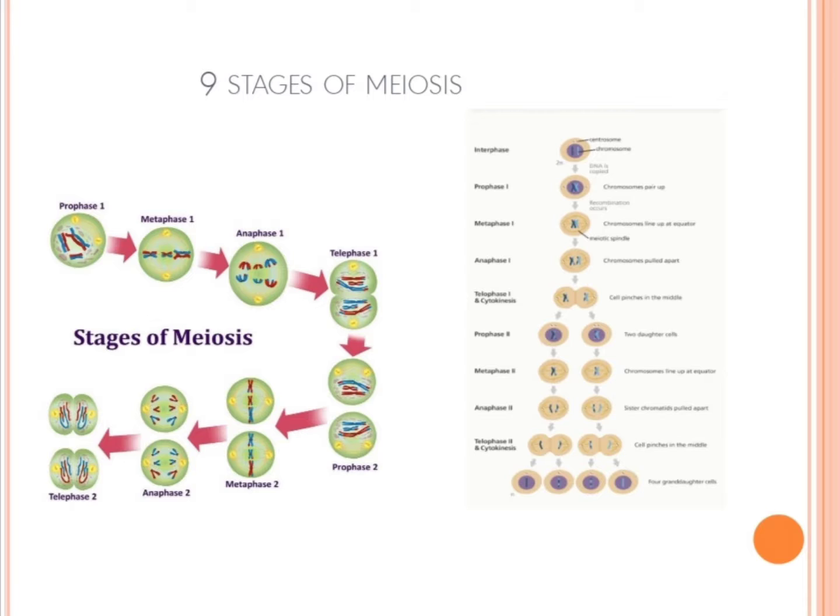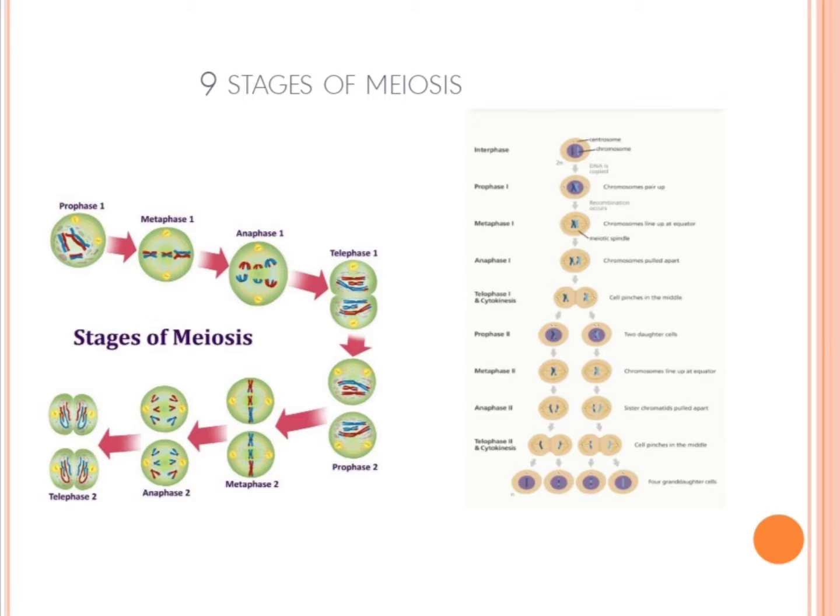Number 5 is telophase and cytokinesis. The chromosomes complete their move to opposite poles of the cell. Number 6 is prophase. Now there are 2 daughter cells, each with 23 chromosomes, 23 pairs of chromosomes. In each of the 2 daughter cells, the chromosomes condense again into visible X-shaped structures that can be easily seen under a microscope. 7 is metaphase.